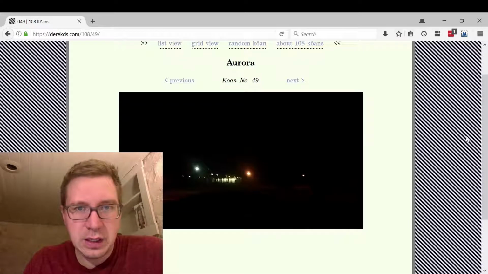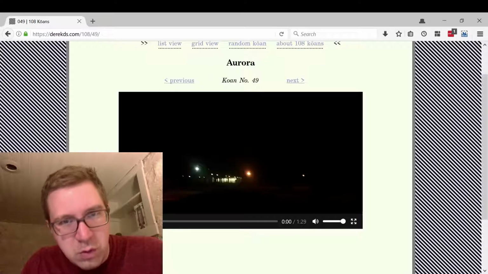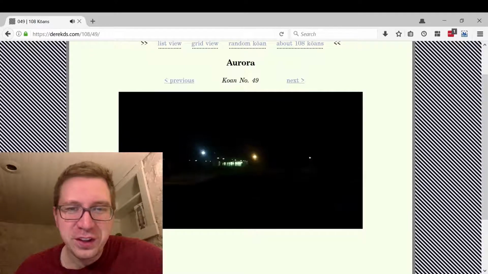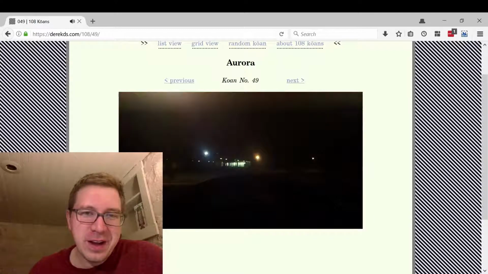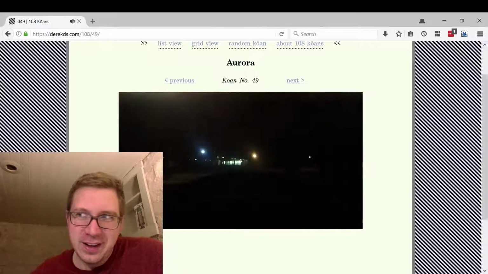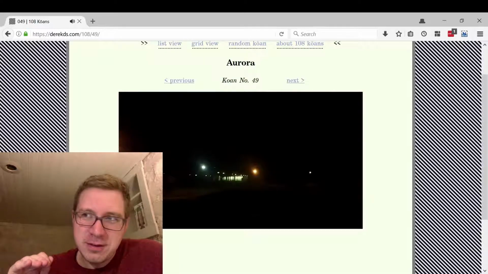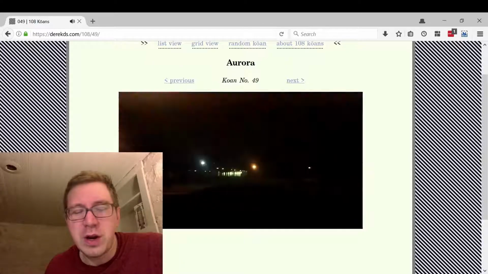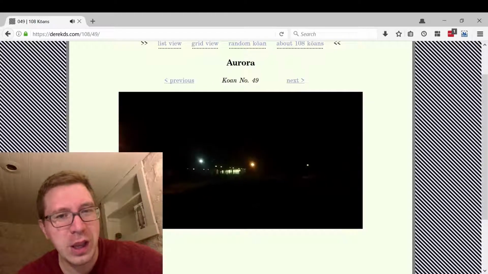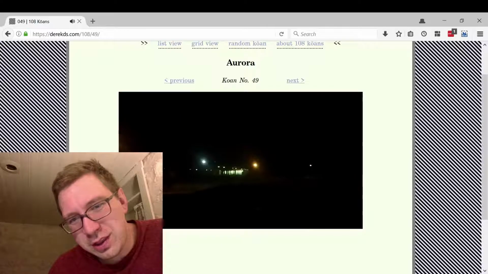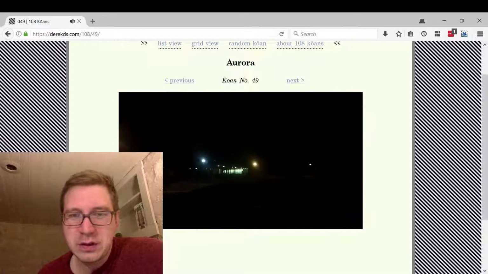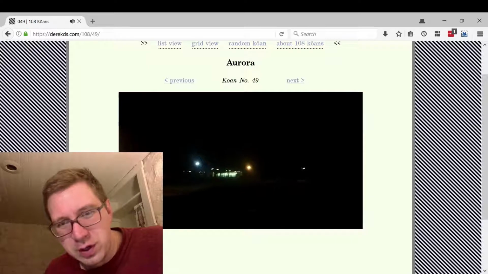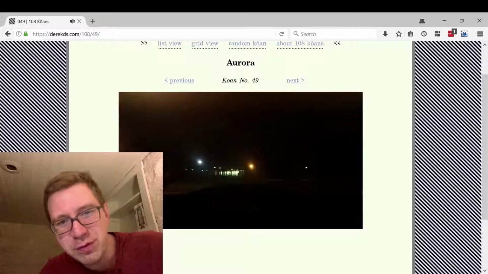And finally this week, it's Koan number 49, Aurora. This is a charming little Koan. It's one of my favorite underrated Koans. It's not really underrated because nobody's rating these. Nobody cares about 108 Koans, but it's one that I've never heard anyone that's actually looked at all of this say, oh yeah, Koan number 49 Aurora was really great. But I feel like it's really great.